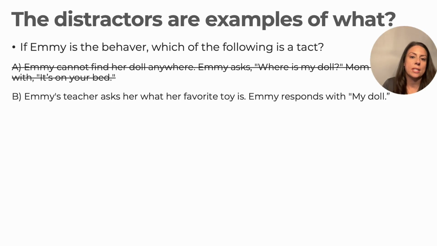Here is the next answer choice. Emmy's teacher asks her what her favorite toy is.